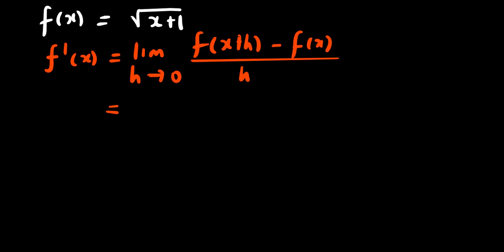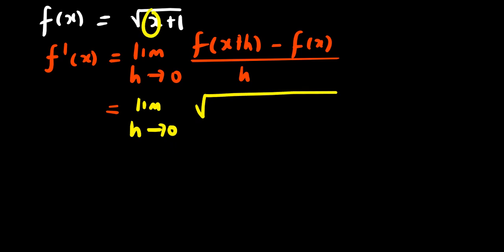Now what are you going to do? You do your replacements. So you're going to have the limit as h is approaching 0. Wherever there is x, we're going to replace it with x plus h. So I'm going to have the root, x is my first thing, so I'm going to replace that x with x plus h. Then I have a plus 1, so don't forget your plus 1. So I'm going to also put a plus 1. That's the first expression. Then I have a, allow me to wrap this. This is big.